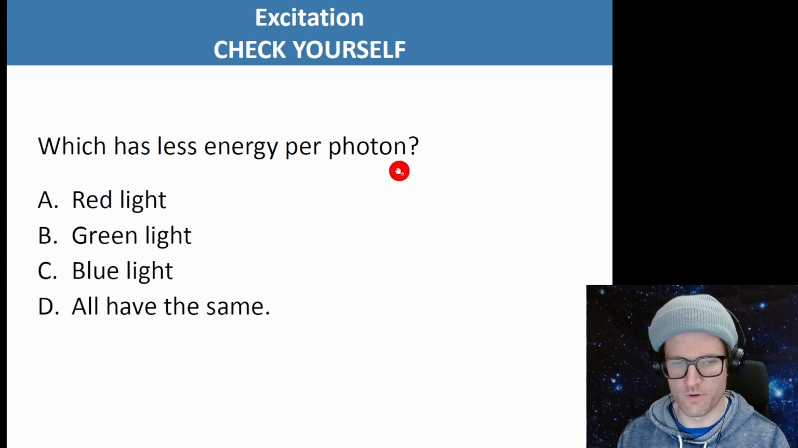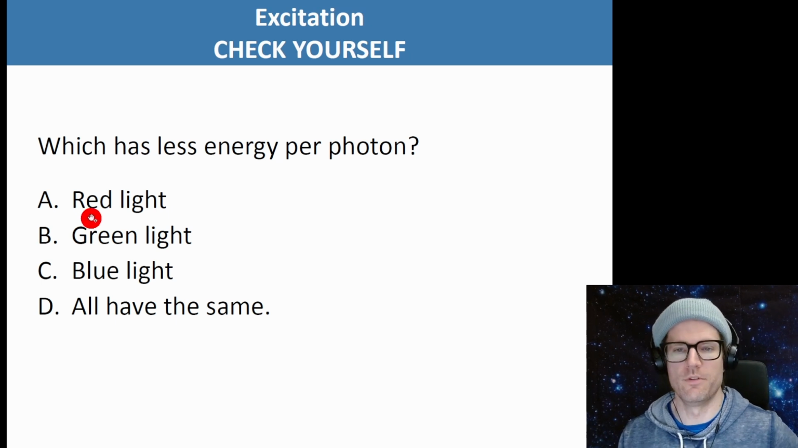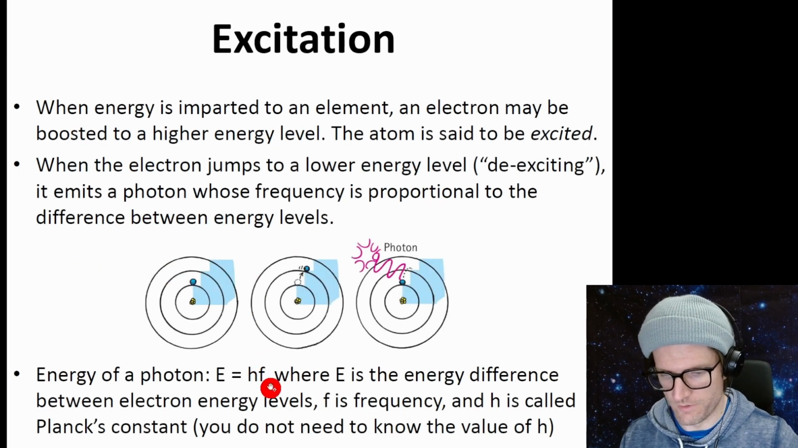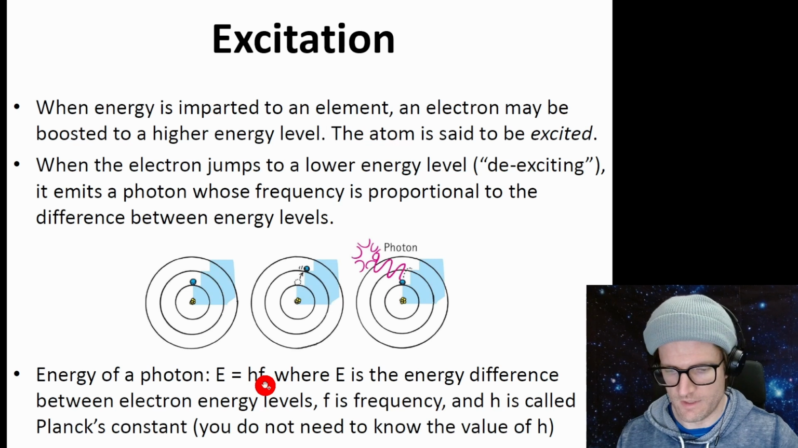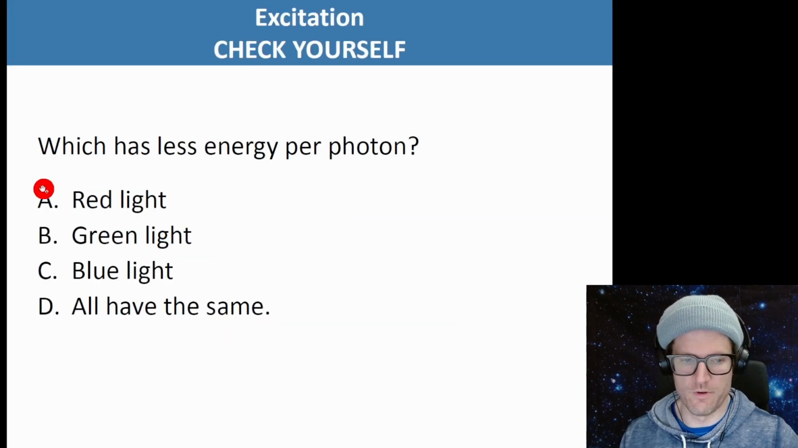Which has less energy per photon? Red light, green light, blue light, or all have the same? Well, longer wavelengths have less energy per photon because they have lower frequency. If the energy of a photon is equal to Planck's constant times its frequency, then the lower frequency light will have lower energy per photon. The lower frequency light is red.